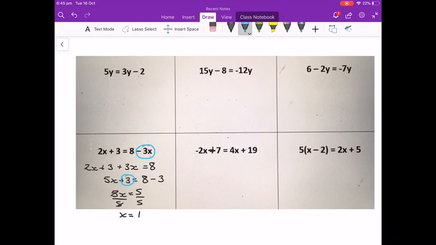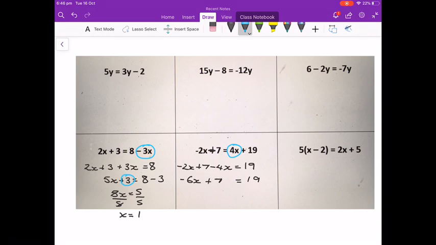I'm going to start by taking the coefficient and putting that on the other side. So I have negative 2x plus 7 take 4x equals 19. So I'm going to simplify that. So I have negative 2x take 4x, which is negative 6x, plus 7 equals 19.